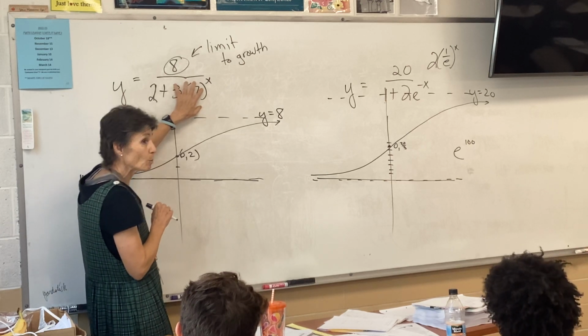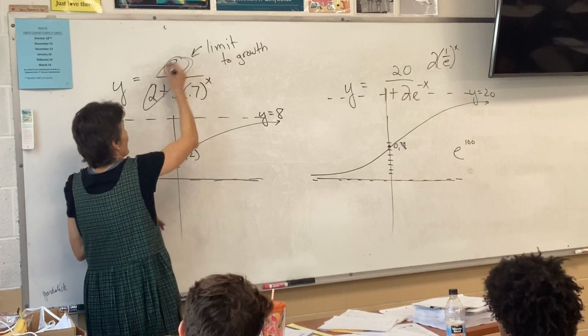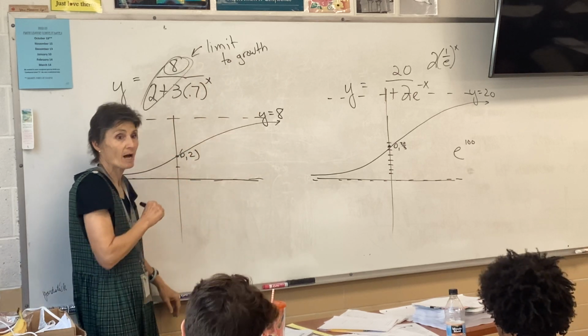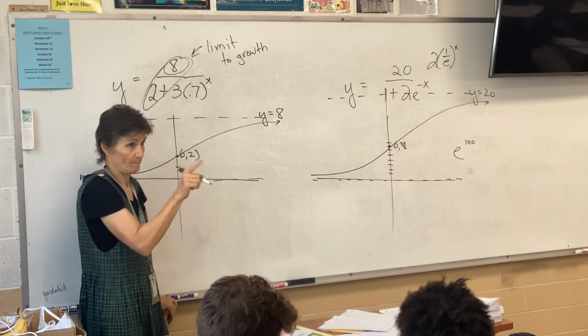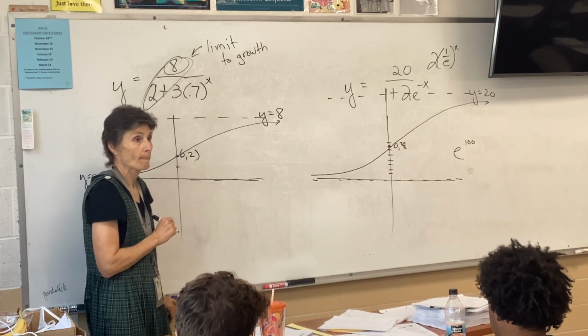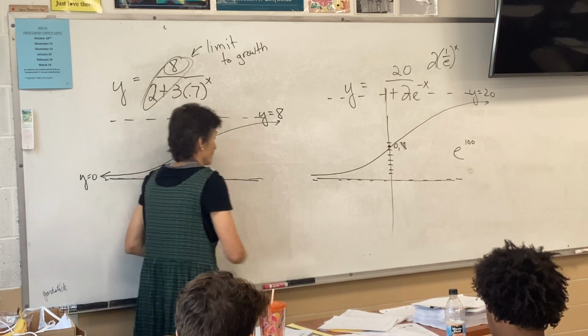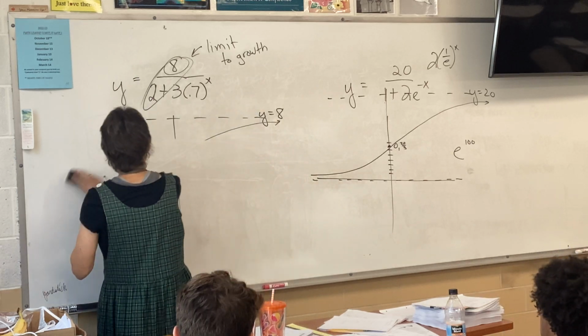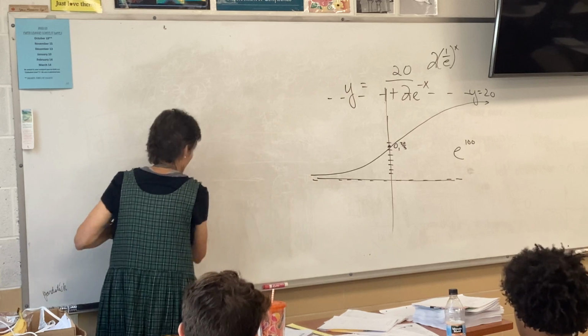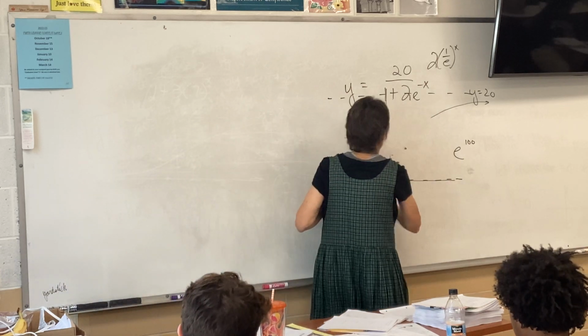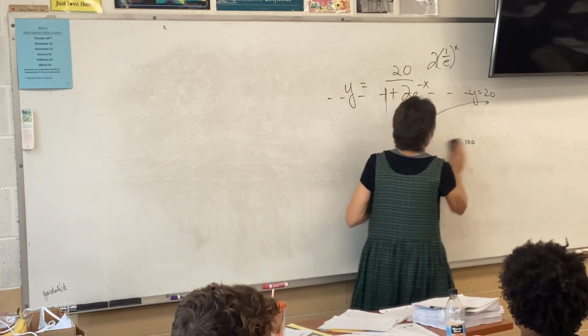So maybe a better way to think about it is like this. That's gonna be your top asymptote in a logistic growth problem. Will that always be a way to find your top asymptote? Like if it was 20 over 4 plus 2 to the negative X, your top asymptote would be 5? Yep.